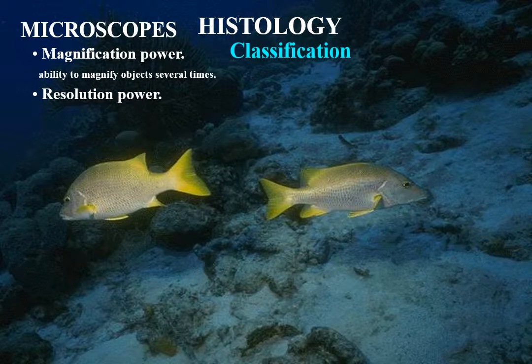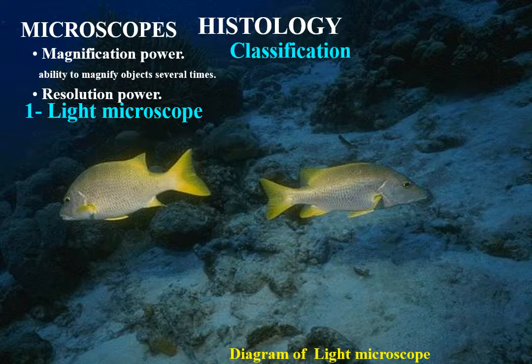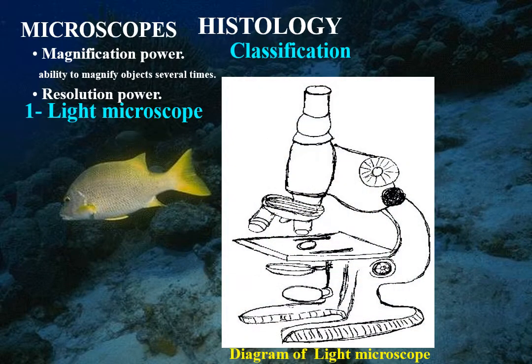Classification of microscopes. Light microscope is the commonest type in which daylight or electric light is used as a source of illumination. It is largely found in student laboratories. Structure. Light microscope is composed of both mechanical and optical parts.